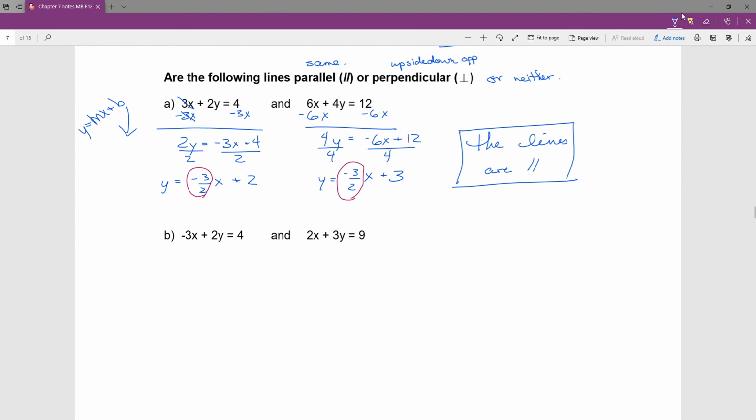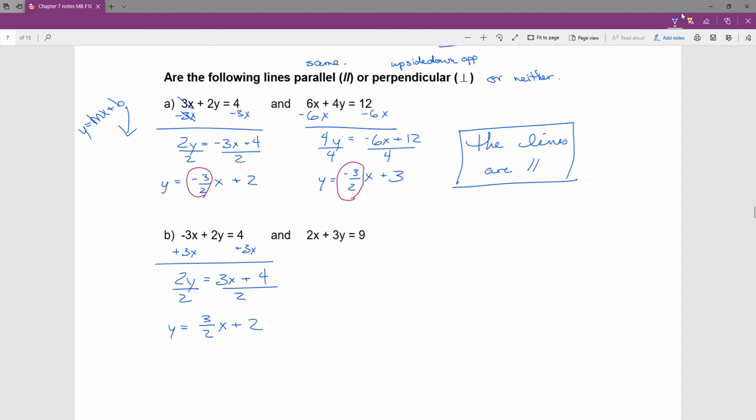So the bottom two here, again, what we're going to try and do is put them into slope-intercept form because that's the quickest way that I can compare their slopes. I would add 3x to both sides in this first equation that I see in B. I get 2y equaling 3x plus 4. Divide both sides by 2, and I'd write it as y equals 3 over 2x plus 2.